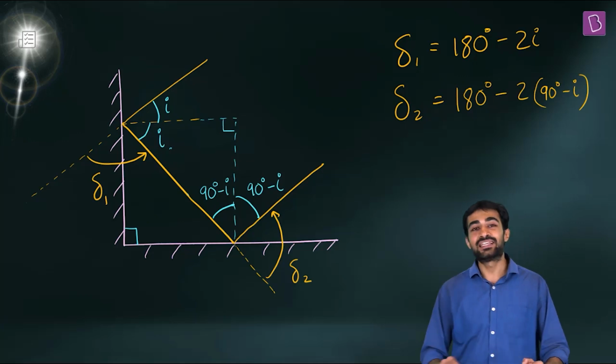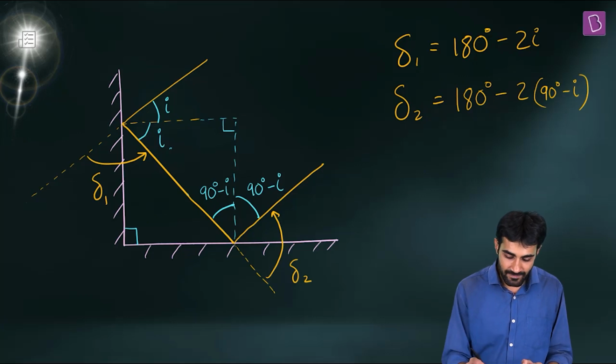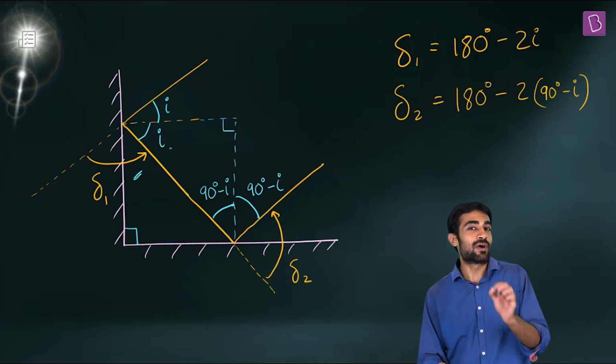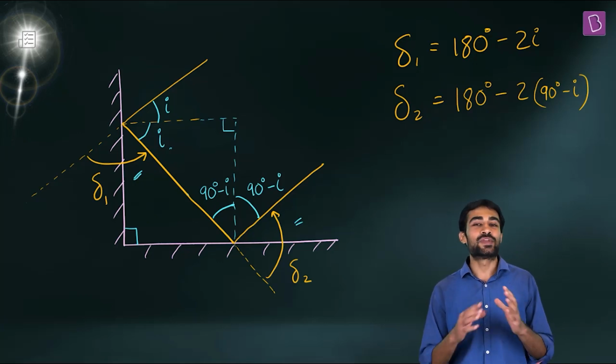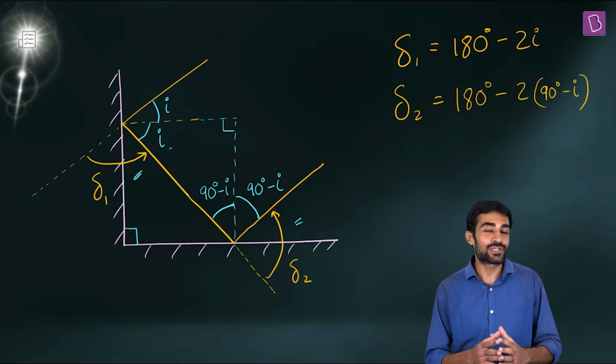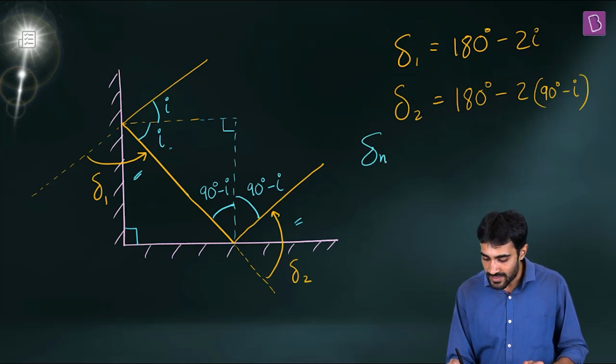Now let's add these two angles of deviation. Why are we adding them? Because this was anti-clockwise in sense and this is also anti-clockwise in sense. So we can add the two angles of deviation to get the net deviation. So delta net is coming out to be delta 1 plus delta 2.